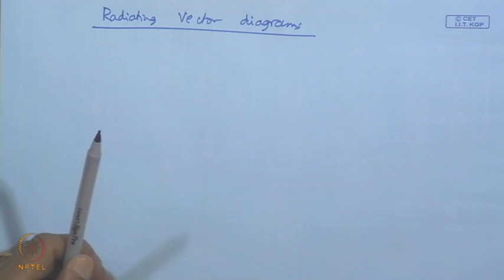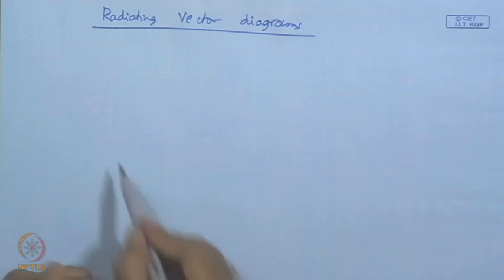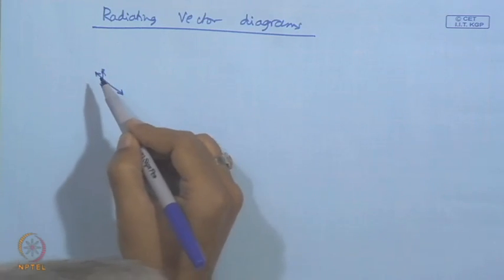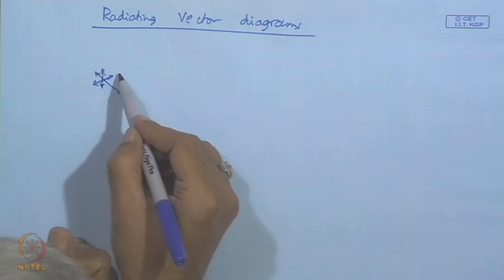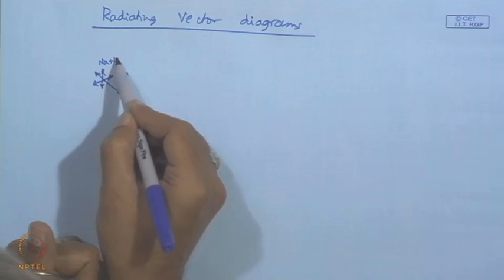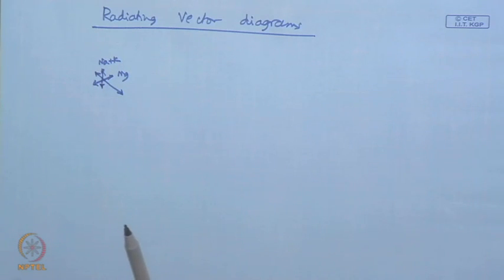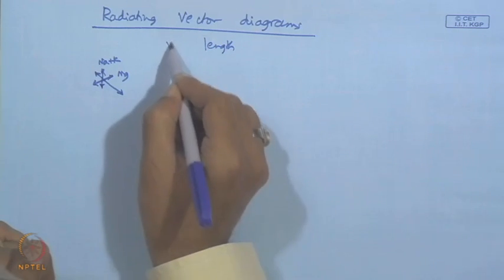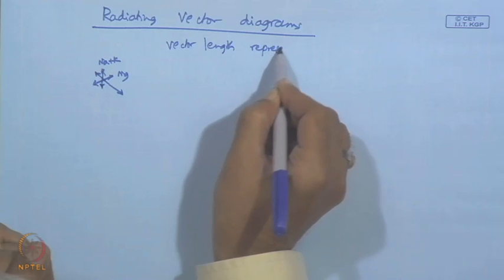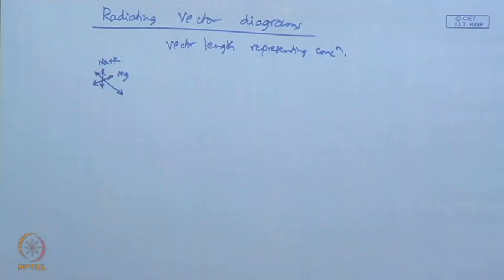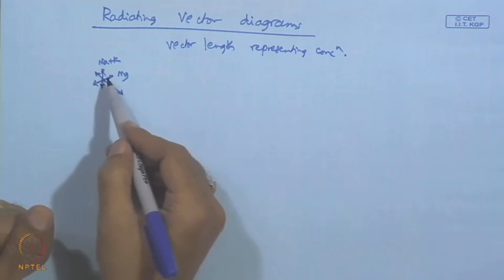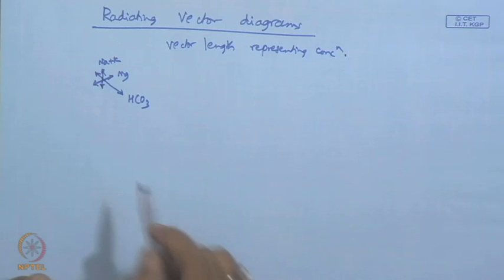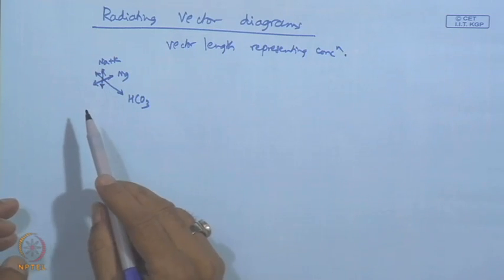Next it is the radiating vector diagrams. In this case, there will be radiating vectors whose length represents concentration. So there are, say, Na, Mg, Na plus K, Mg, then HCO3. Okay. So, we will continue this in the next class. Thank you.